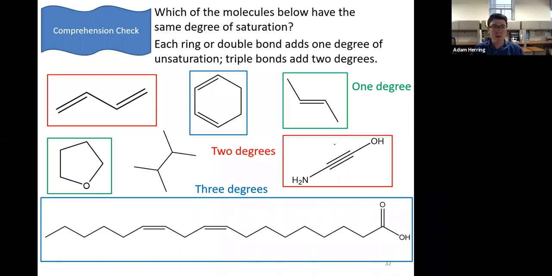And then finally, we have here a ring structure with 2 double bonds paired with a longer carbon-carbon structure. This fatty acid here has 3 degrees of unsaturation, 2 from the double bonds in the length of the chain, and then 1 from the carbon-oxygen bond at the end.